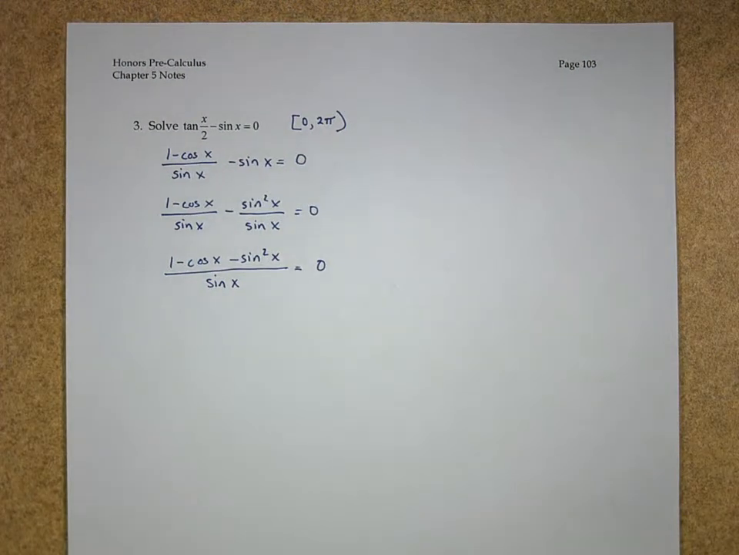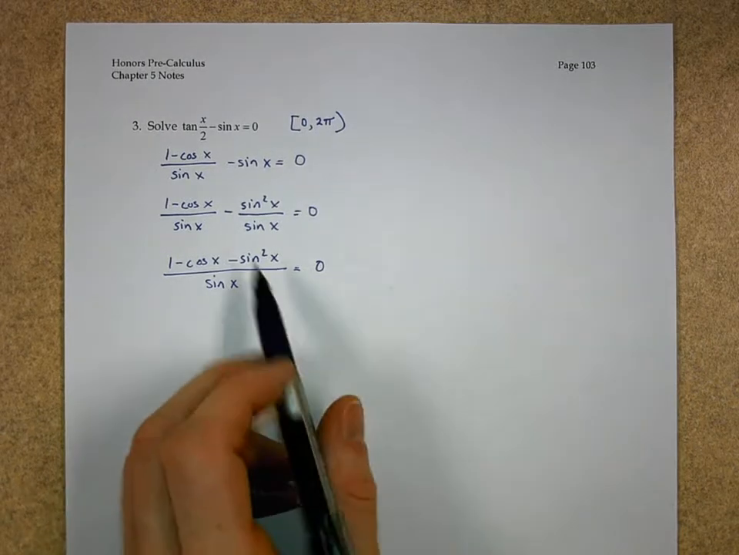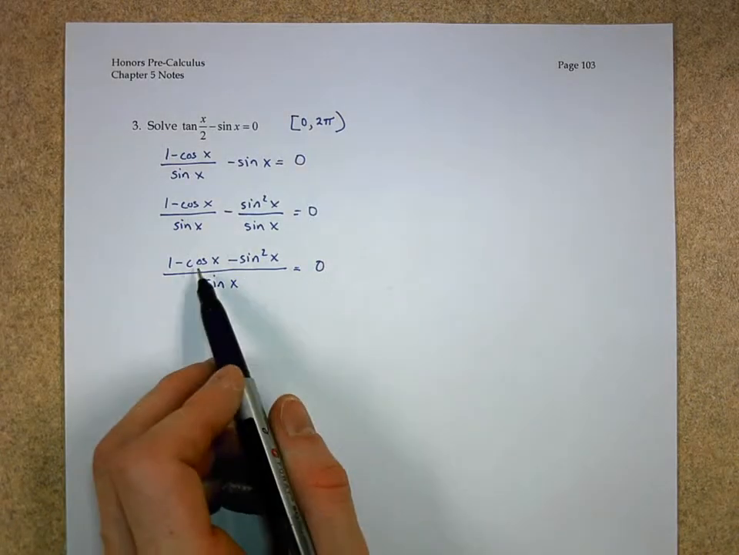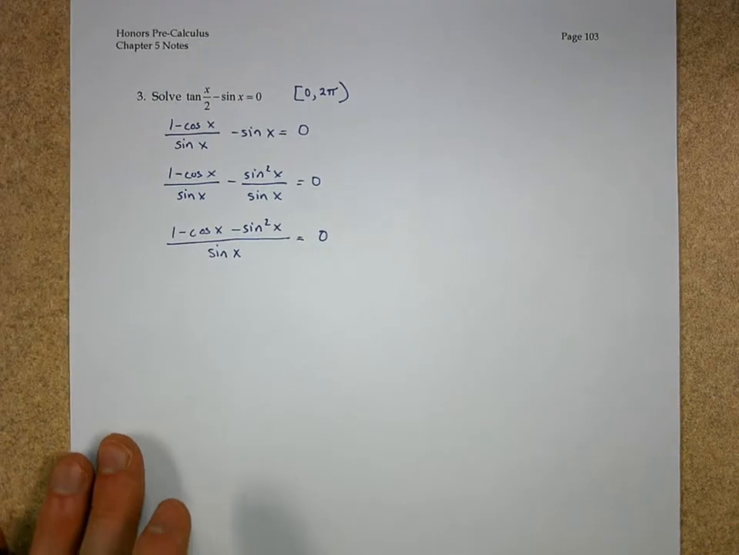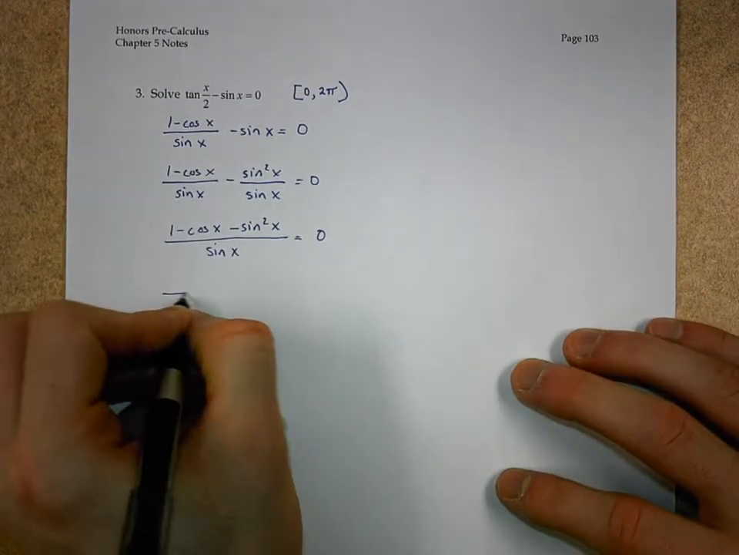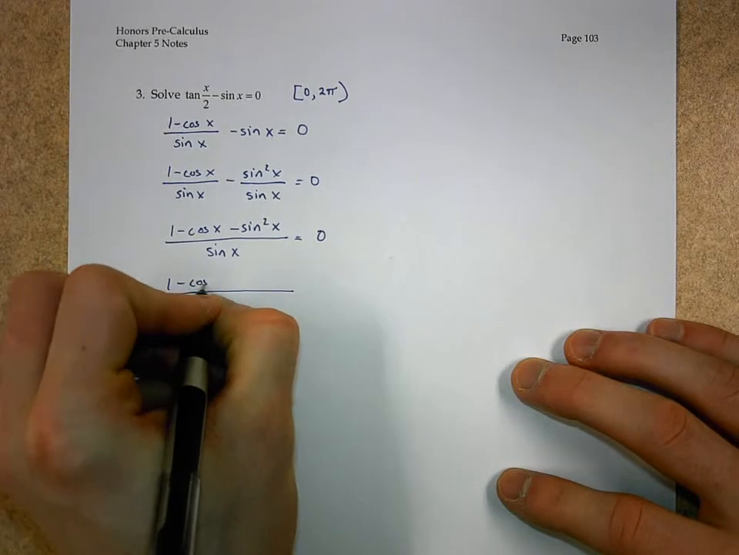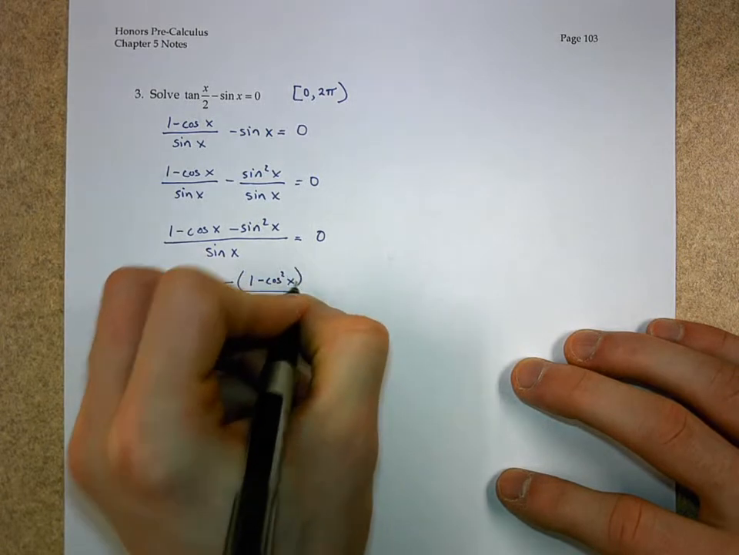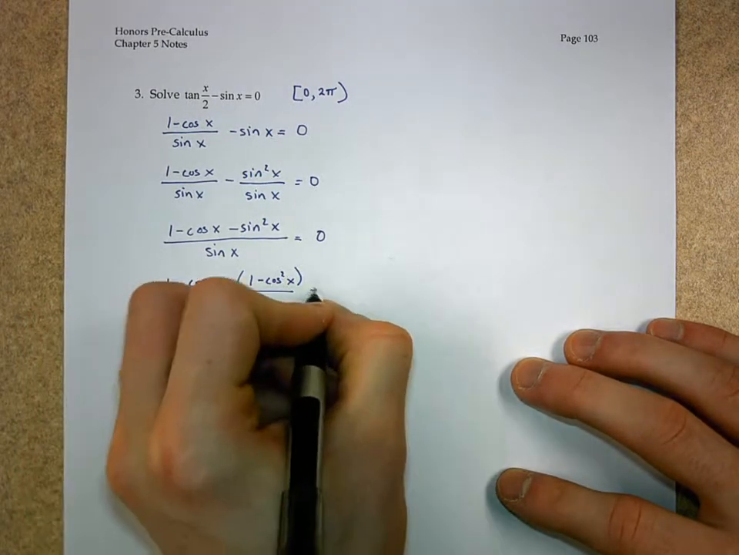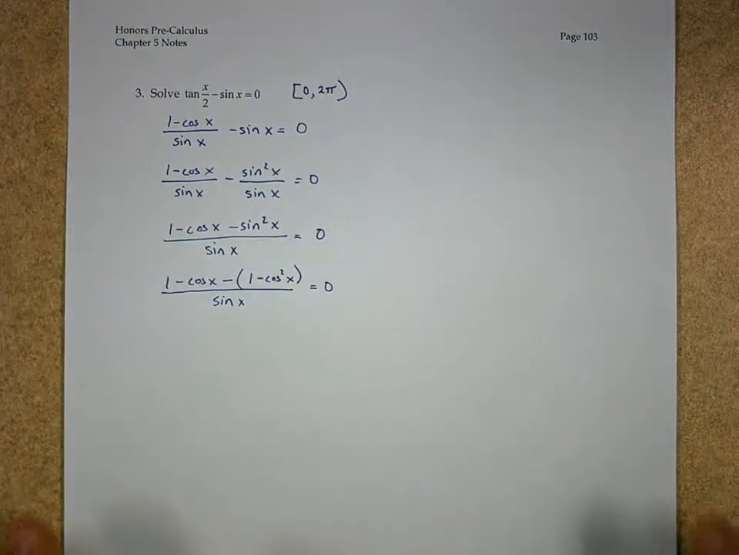Well, now that I'm to that part, what else can I simplify? Can't simplify 1 and cosine of x into anything. Can't cancel an x because it's everything over sine of x. But this sine squared of x, it'd be nice if I could rewrite this in terms of cosines so everything in the numerator is cosines. And I can. Sine squared of x we know is the same thing as 1 minus cosine squared of x, one of our identities from a long time ago. So 1 minus the cosine of x minus 1 minus cosine squared of x over the sine of x.